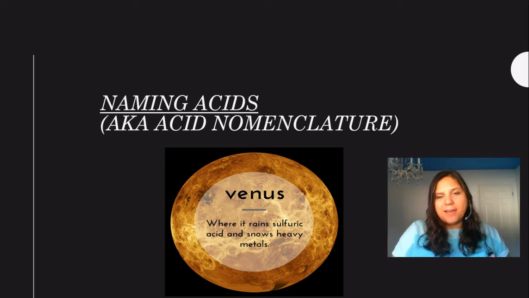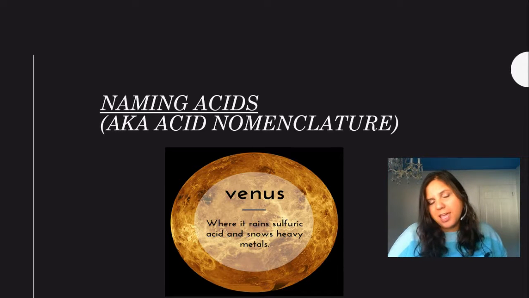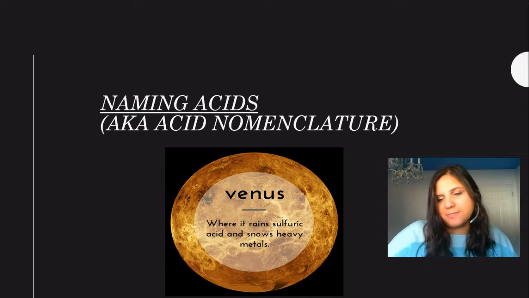Right down here you have a little fun fact about Venus. It rains sulfuric acid on Venus, which we'll learn how to make the formula of sulfuric acid today. And it snows some heavy metals, so not quite an environment for life.